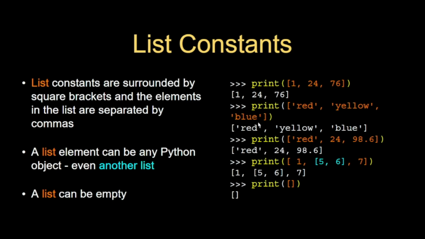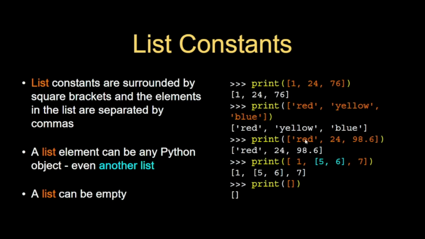Another example is also a list containing string values. It contains three string values. First is red, second is yellow, third is blue. So this is also a list. If we print this list, it will print red, yellow, blue in a list separated by commas. Third example, red, 24, 98.6. So here you can see that a list can also contain multiple values of different data types. So data types are not restricted.